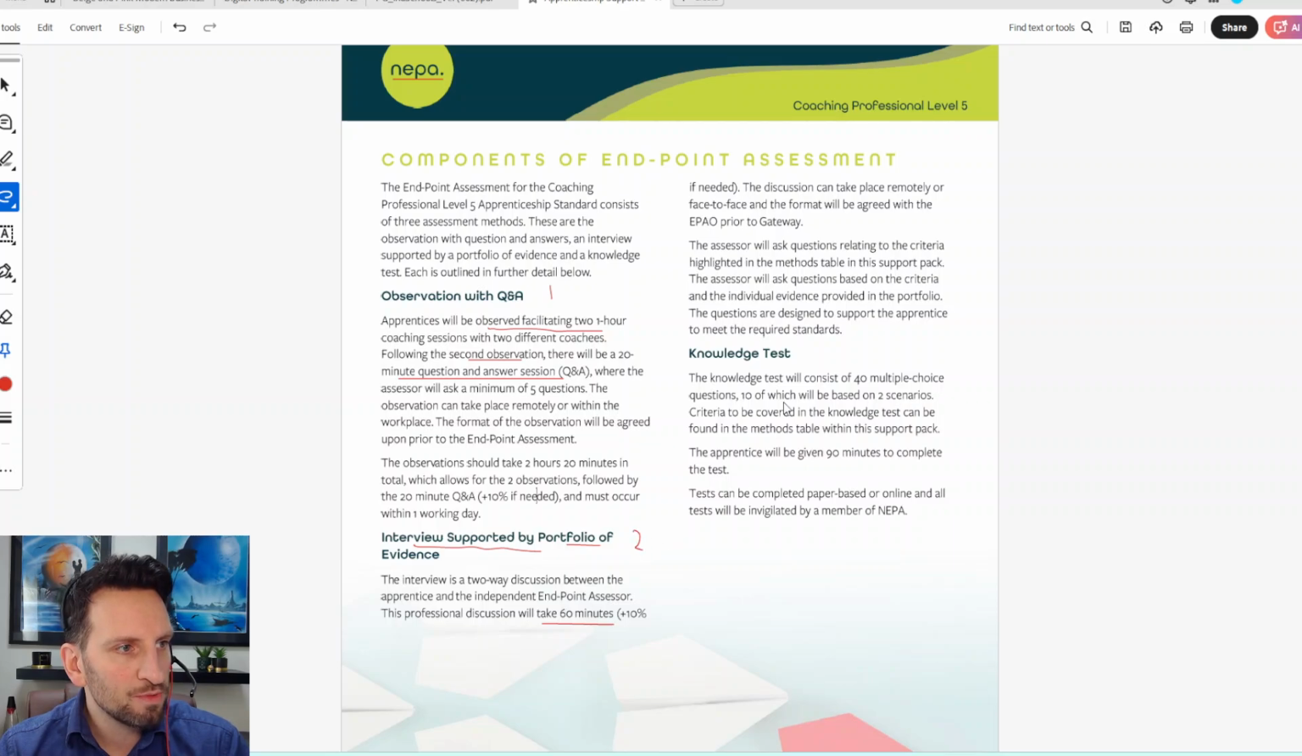So that's number 2. And then in number 3, you've got the knowledge test, which is 40 multiple choice questions, 10 of which are based on 2 scenarios, and you'll be given 90 minutes to do that. Depending on the score that you get for that will determine whether you pass or fail.